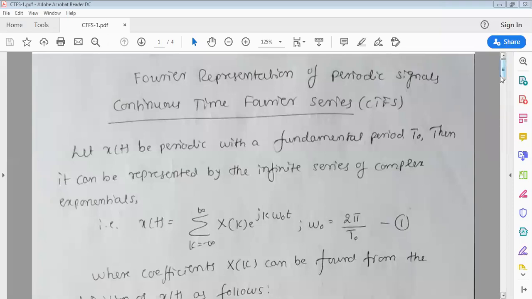We'll take up the next part of this module, that is the third module, Fourier representation of periodic signals. Before going to the Fourier representation, why is Fourier series required? Anybody can tell me what is the use of this Fourier series? Why do I have to write the Fourier series or Fourier transform?